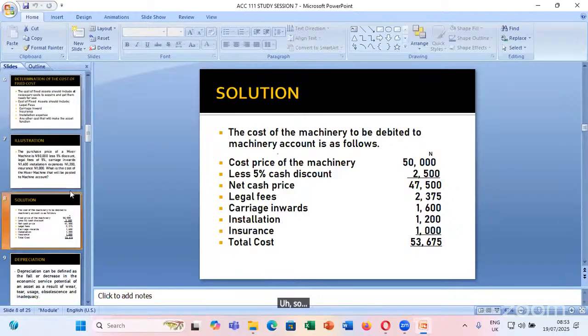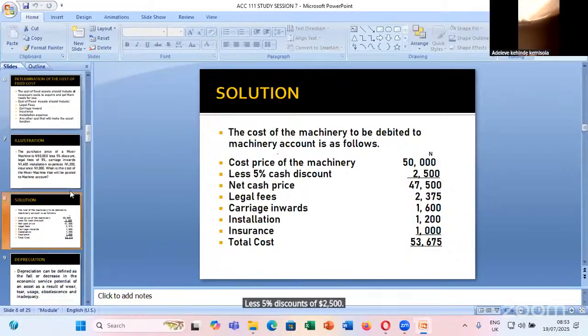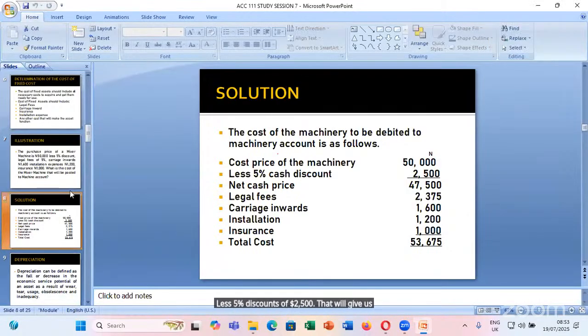So the solution to it: the cost of the machine is 50,000. Less 5% discount of 2,500. That will give us 47,500, plus the legal fee of 2,375, carriage inward 1,600, installation 1,200, insurance 1,000. The total is 53,675.